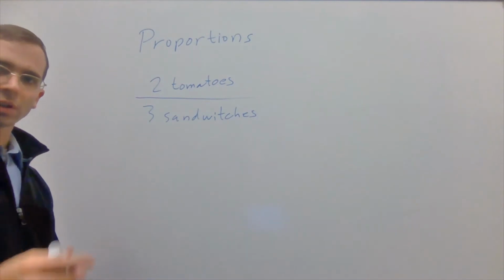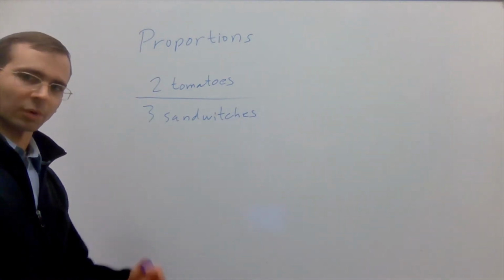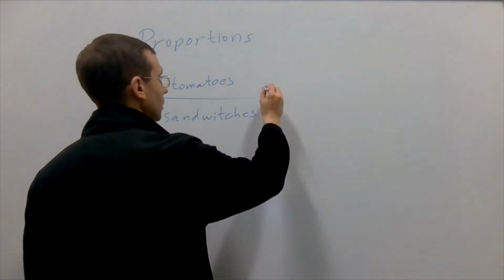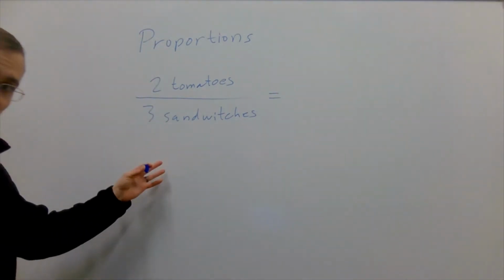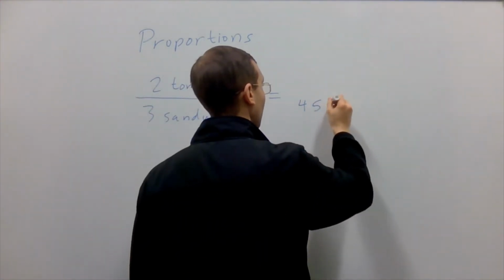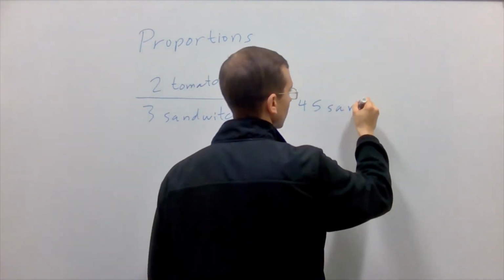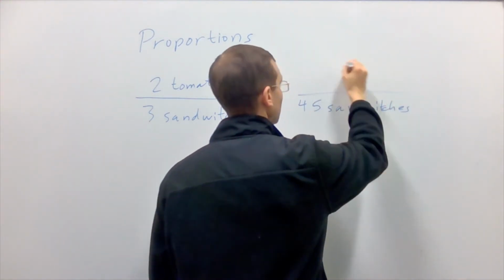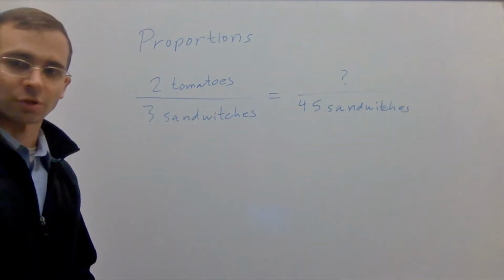Okay, we'll look at how you would find such a ratio from a practical situation like that. But for now, let's see the motivation. So this can be used to very easily find how many tomatoes you need to make 45 sandwiches.